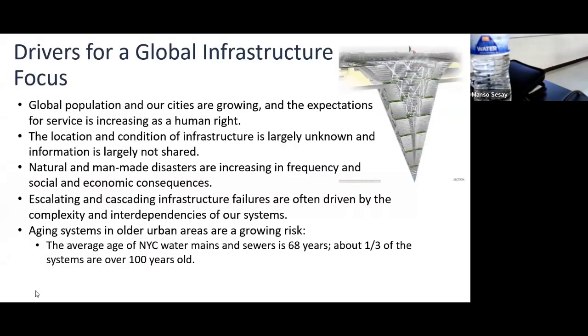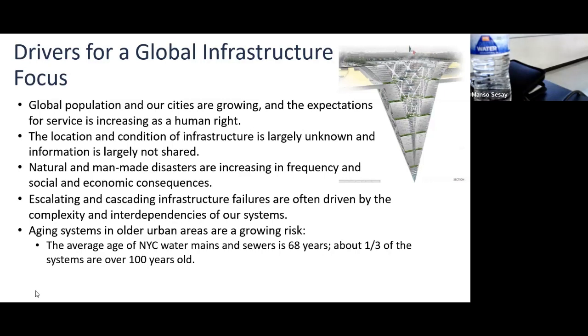So drivers, global population, and our cities are growing. In the United States, about 80% of everybody in the US lives in a city. Globally, it's over 65%, and it's only gonna increase. People want access, they go to the cities. The location and condition of infrastructure is largely unknown. You go into most of the cities in the United States, pull up the streets and try to figure out where the pipes are, and you're surprised always. We don't know where they are, and by and large, we don't know their condition very well.